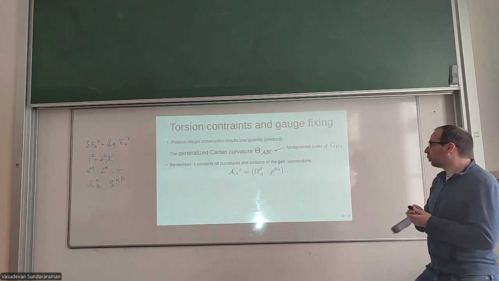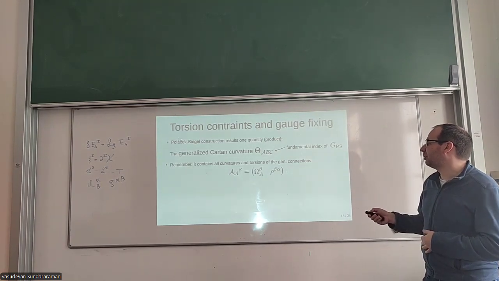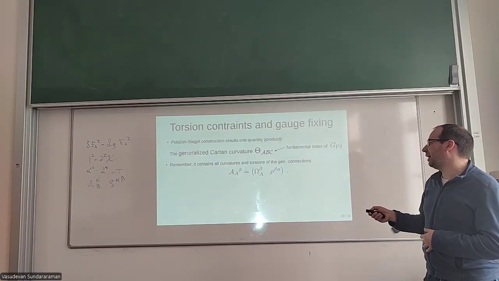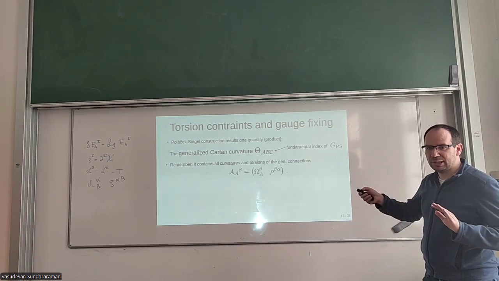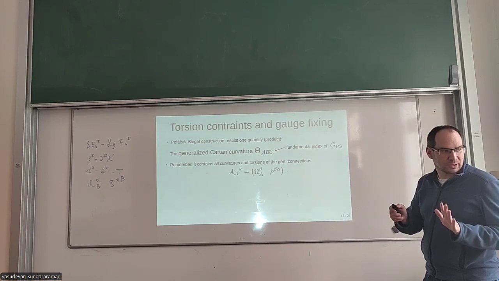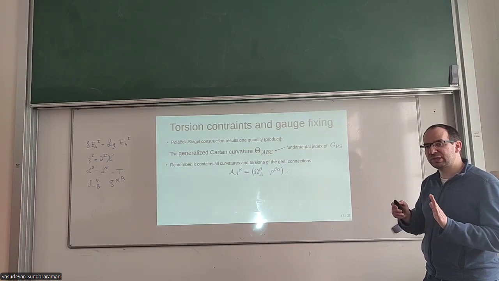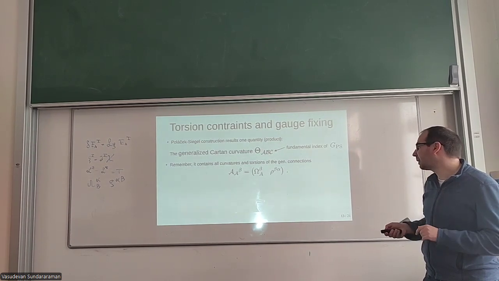And you see, torsion constraints can actually be done very simply from the Polacek-Siegel construction. Because what we have is this generalized Cartan curvature on our extended space. And we have said that some components of it are the torsion. That's a little bit tricky to identify, but you can do this. And we just want to set these components to 0, and we have imposed a torsion constraint.